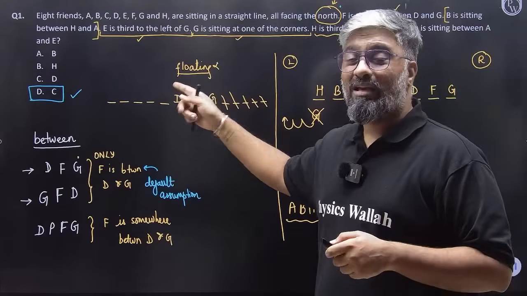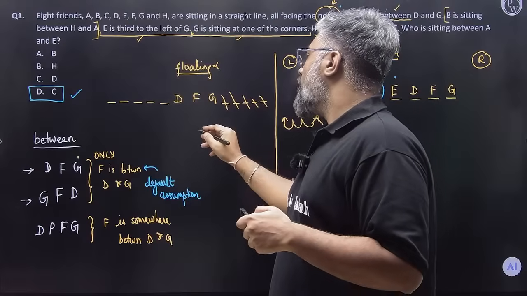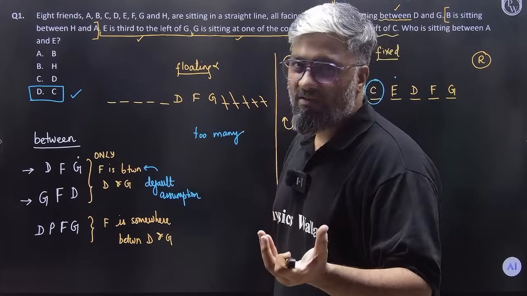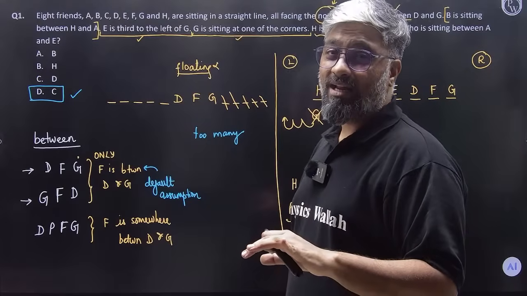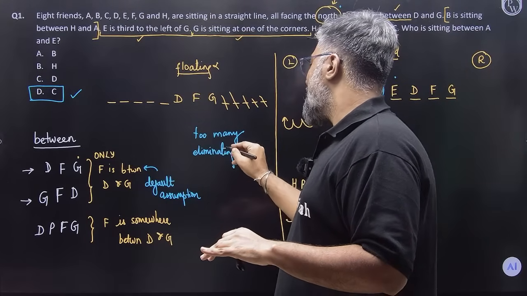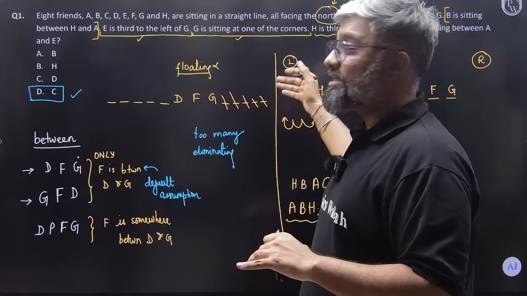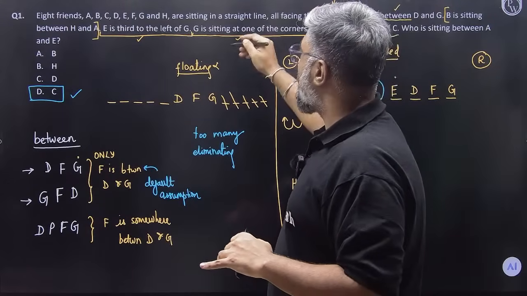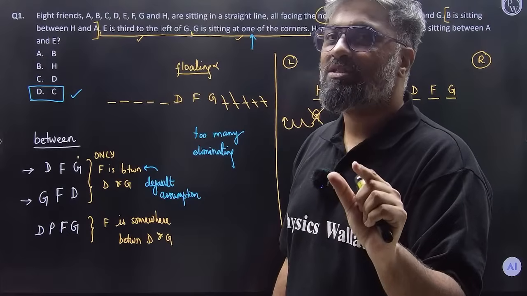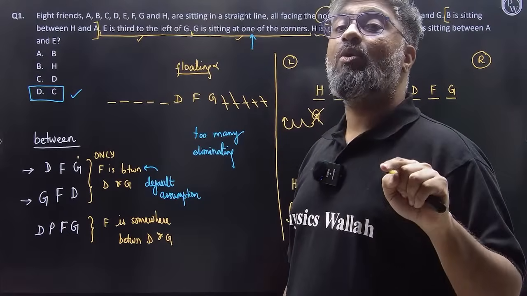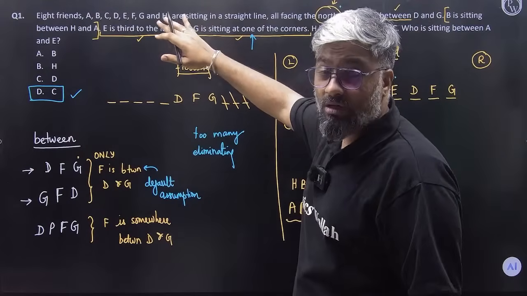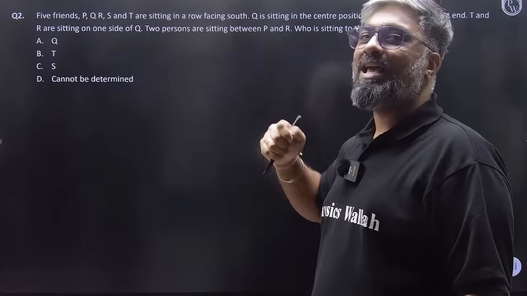If you're using floating for this particular question, there will be too many cases. And then you have to put in a lot of effort to eliminate those incorrect ones, right? Sometimes this works. We are using the fixed one because I know that one of them is definitely in the corner. So if I have a definite position for one of the people, then I can definitely go for the fixed one. Let's say if this condition was not given that G is sitting in one of the corners, then I'll have to have a floating one only because then I can't fix G's position.